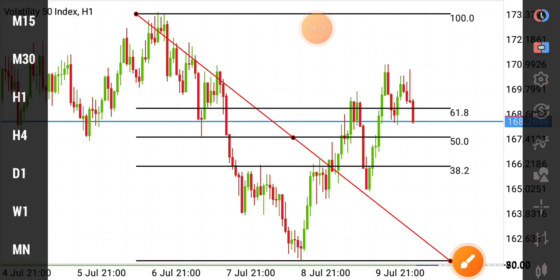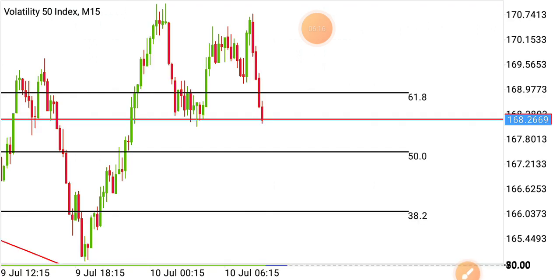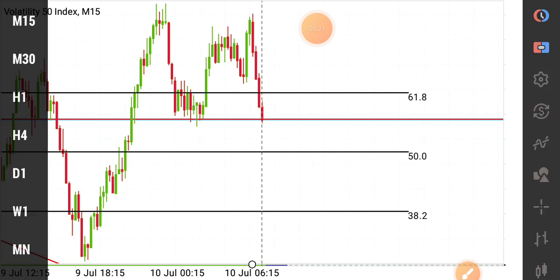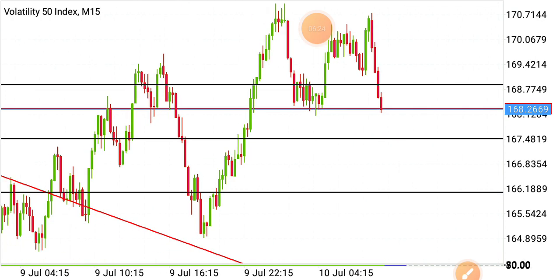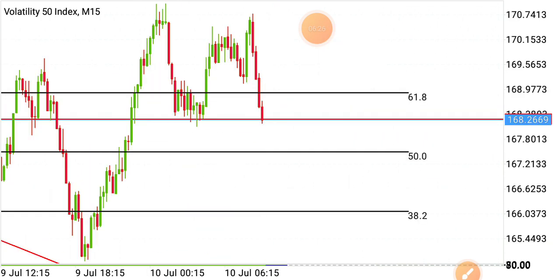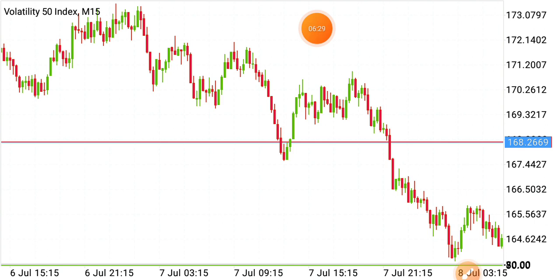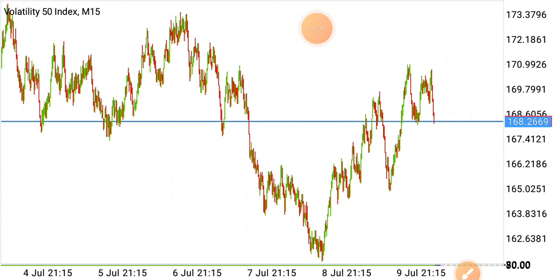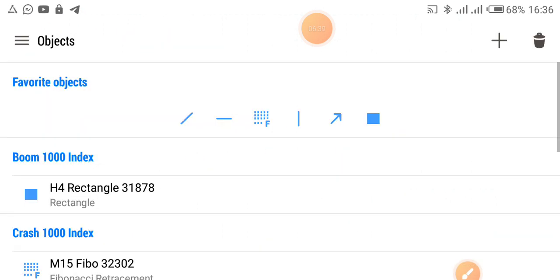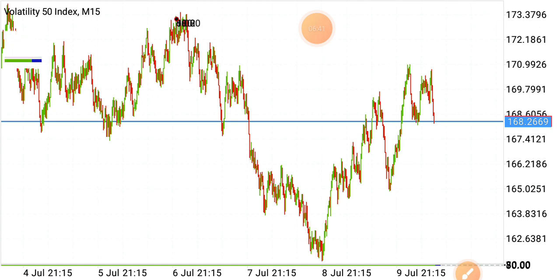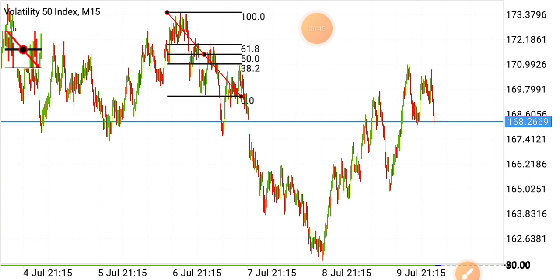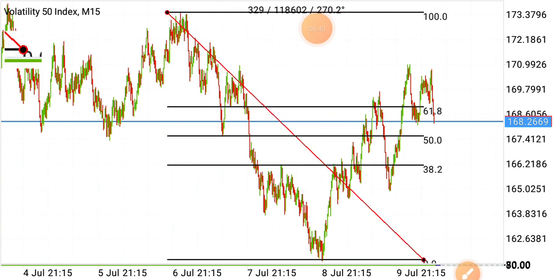So I went to the 15-minute time frame, and on the 15-minute time frame, one moment please, I have to remove this Fibonacci tool. All right, so this is the 15-minute time frame. On it, I had to pull out the Fibonacci tool again. I placed it at the top of this high, then I dragged it down to see where it would reverse.